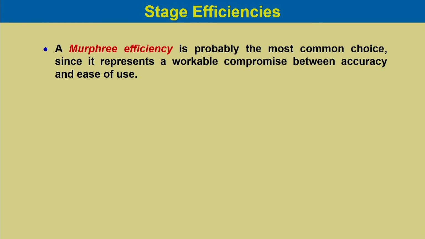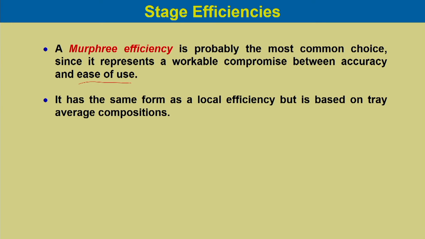Murphy efficiency is probably the most common choice, since it represents a workable compromise between accuracy and ease of use. It has the same form as a local efficiency, but is based on the tray average composition. So, it does not take the composition at a particular location to calculate the tray efficiency. The Murphy stage efficiency takes the average composition on a particular tray, but it varies from tray to tray or section to section. So, it is very close to the local efficiency.